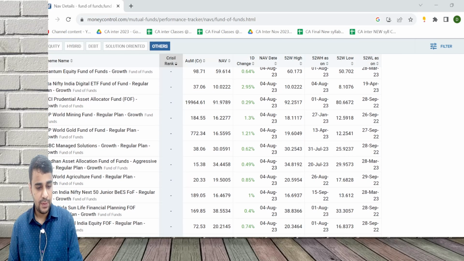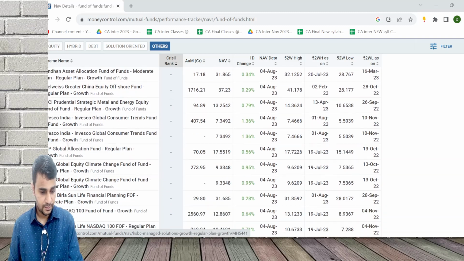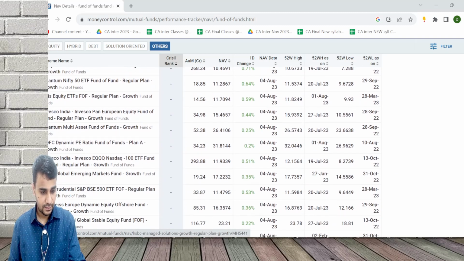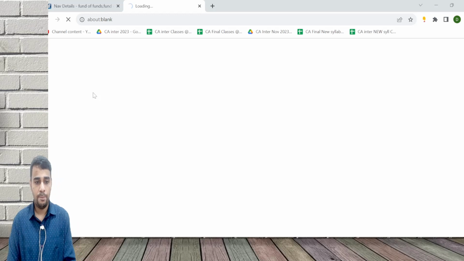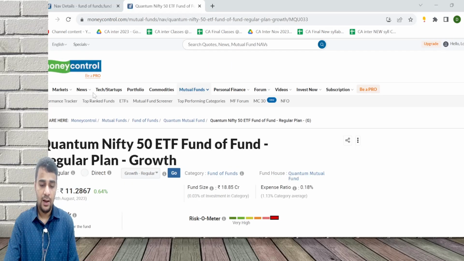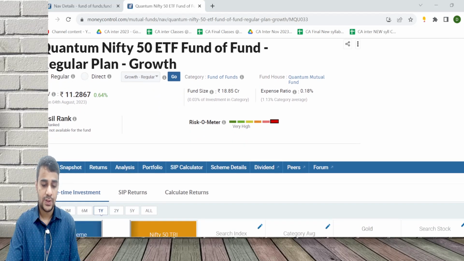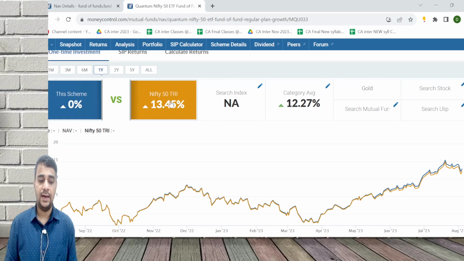There should be a benchmark for every mutual fund. I hope I get the information, but there will be a benchmark for everything. There can be a large cap benchmark or a mid cap benchmark. So this is the benchmark, versus Nifty 50 TRI.